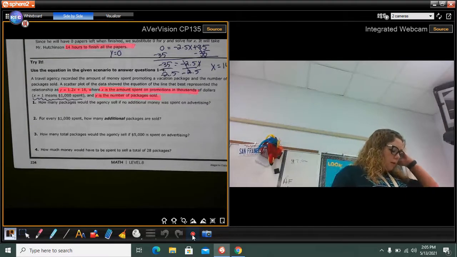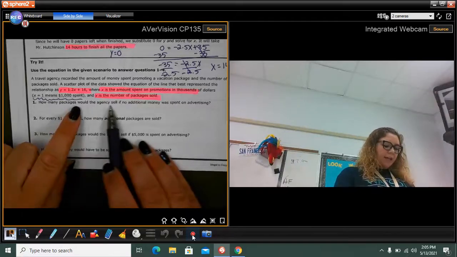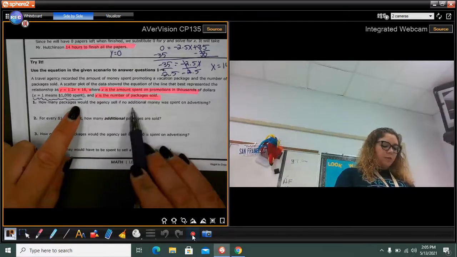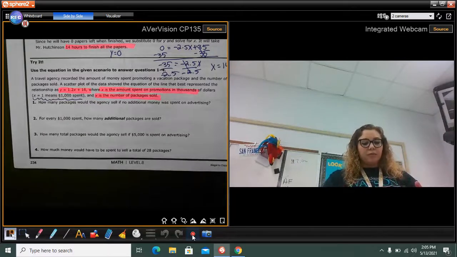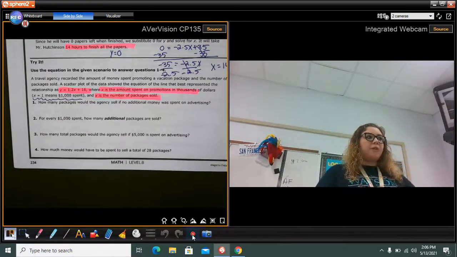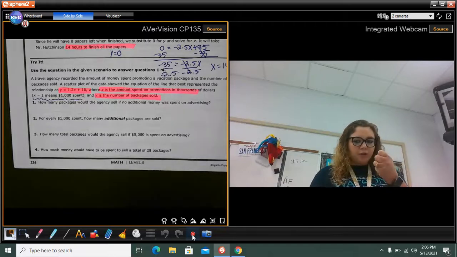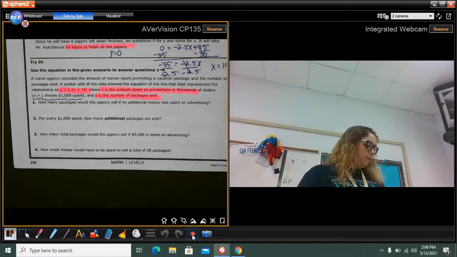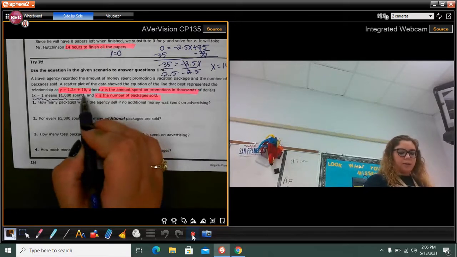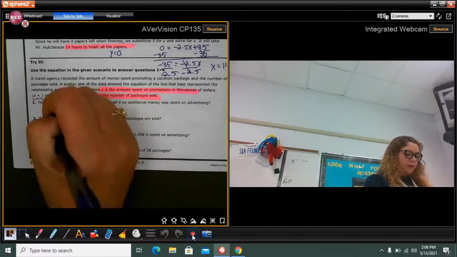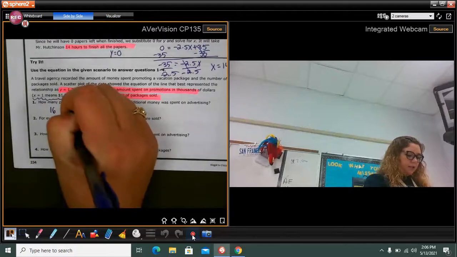How many packages would the agent sell if no additional money was spent on advertisement? So how much would it be without any advertisement to begin with? What's your initial amount? That's a keyword for what? Your y-intercept. What's my y-intercept looking at here? 16. So my answer is going to be 16 packages.